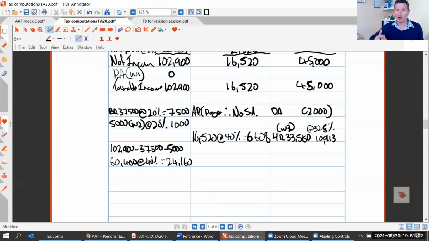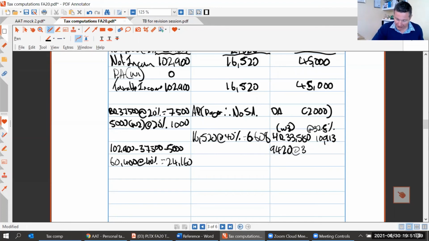So now we've taxed up to the end of the higher rate band. So the remaining amount that we haven't taxed, which is £45,000, less the £2,000 of dividends that we've taxed under the dividend allowance, less the £33,580 that we've taxed under the higher rate band, leaves us with 9,420, which is taxed at the additional rate for dividends. Can anyone tell me what that is?